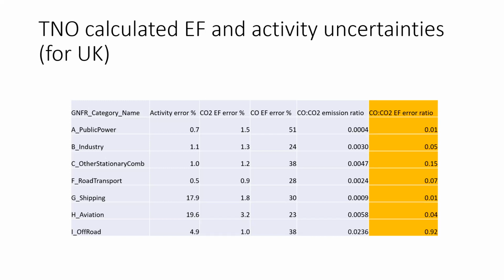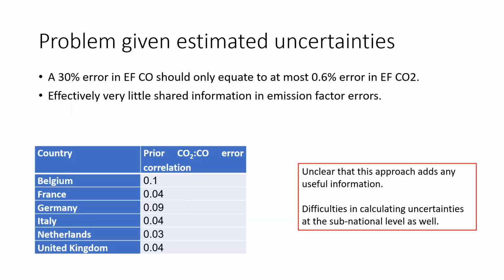And so if this is the case, then actually maybe there isn't such a strong negative correlation between these emission factor errors. And then if we make that assumption, then essentially all relationship between these two basically disappears. So it's really unclear whether this sort of joint error information would really add any useful information to our inversions.